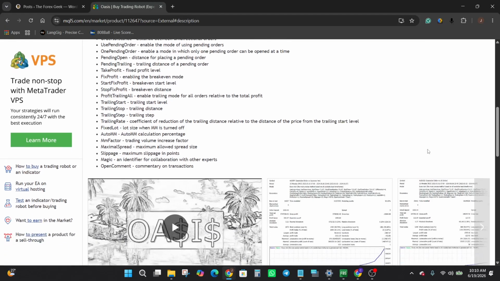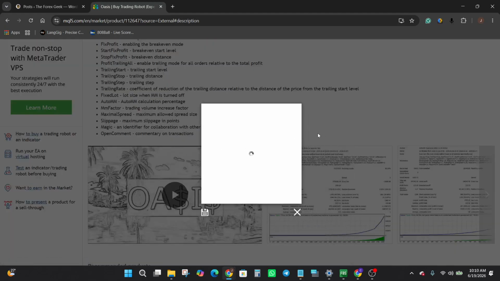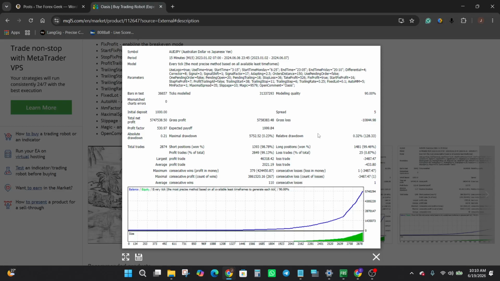Now, let us move over to the historical backtest results. When reviewing any expert advisor, I always prefer looking at longer testing periods because they generally provide a broader view of how the system behaves across different market environments. So let us start by looking at the provided results here. This is for AUD JPY M15. $1,000 deposit. The profit generated is over $5.7 million. And total trades taken 2,874, out of which 2,849 were profitable, giving us a 99.13% win rate.